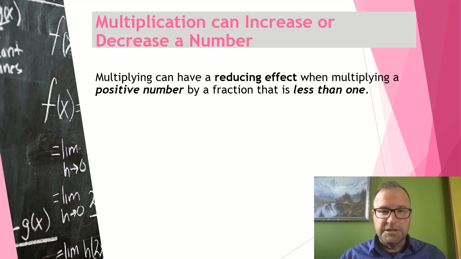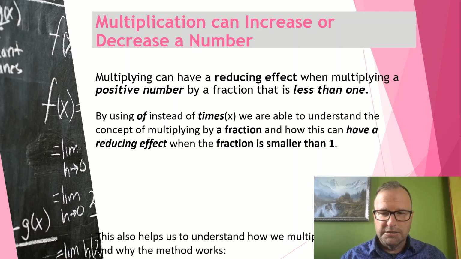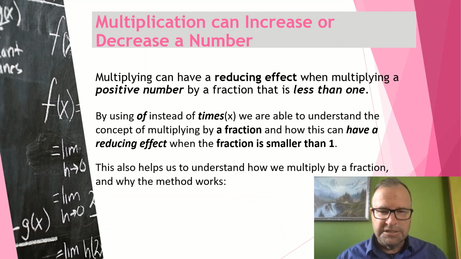Multiplication can increase or decrease a number. Multiplication can have a reducing effect when multiplying a positive number by a fraction that is less than 1. Here we go. Instead of using "of", we're using times. So we're able to understand the concept of multiplying by a fraction. Remember, "of" means multiply, and this can have a reducing effect when the fraction is smaller than 1. This also helps us understand why we multiply by a fraction and why the method works.